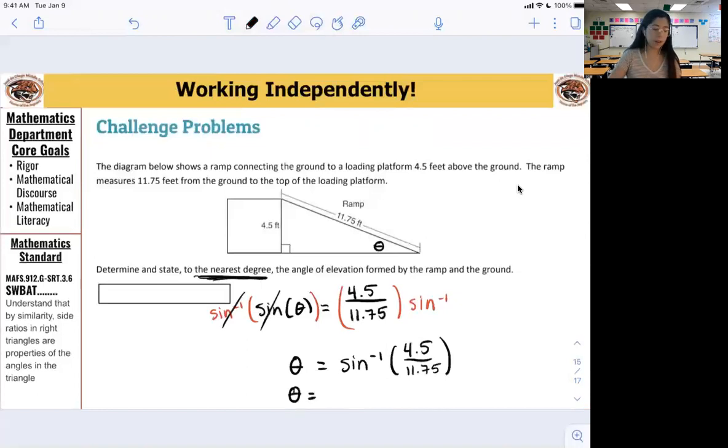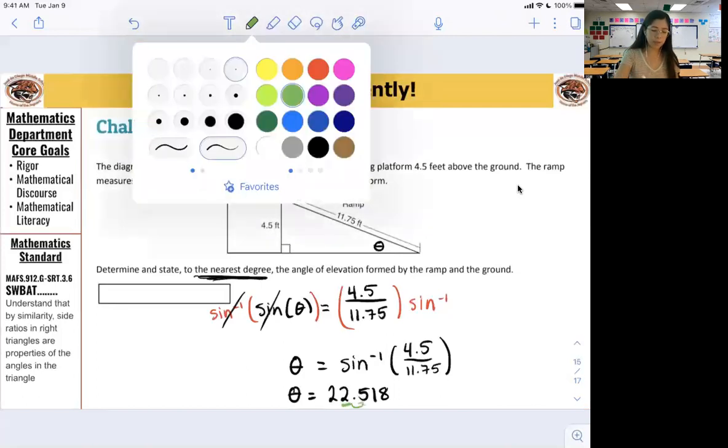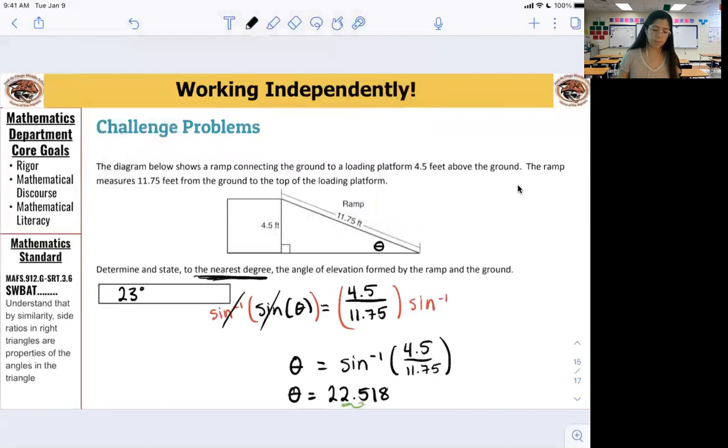So when you actually plug it into your calculator, 4.5 divided by 11.75, you get a decimal, take the inverse sine of that decimal, and yes, you get 22.518. If I'm rounding it to the nearest whole degree, we get 23 because I have a 2 next to it, I have a 5. I have to round up to 23 degrees. So theta is 23 degrees. Any final questions on solving for an angle or solving for a side length?